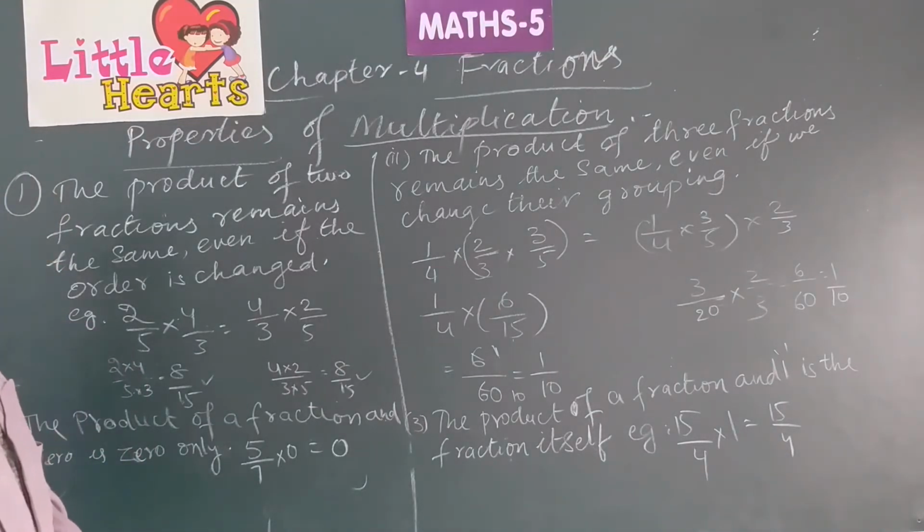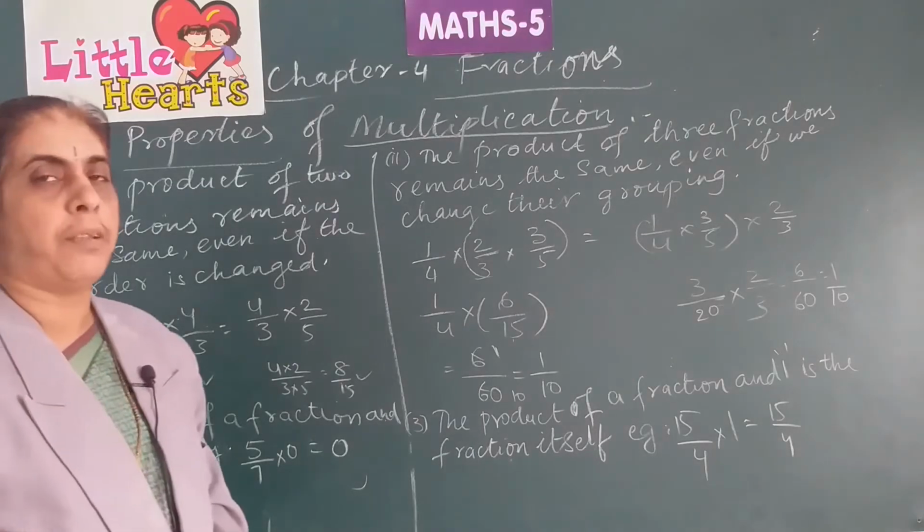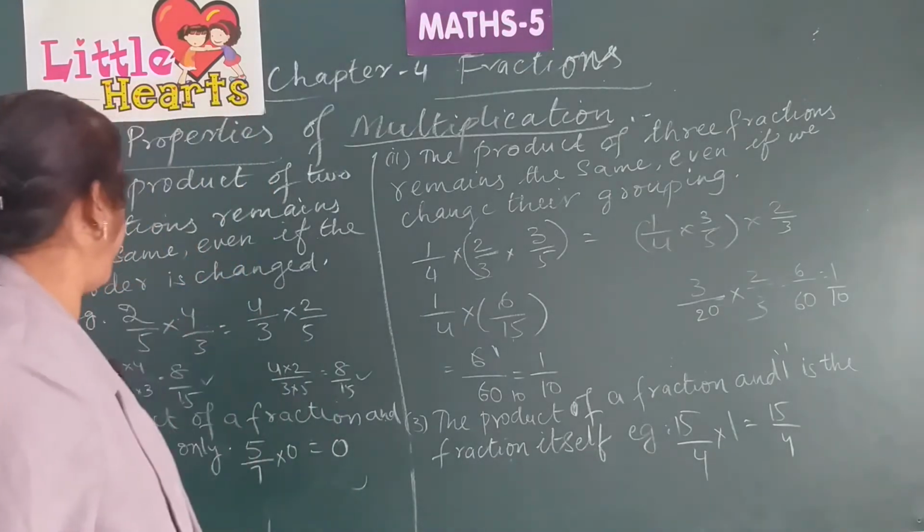Already we have dealt with multiplications. Here are some properties of multiplication. Just as in whole numbers, the same properties apply to fractions also. The product of two fractions remains the same even if their order is changed.